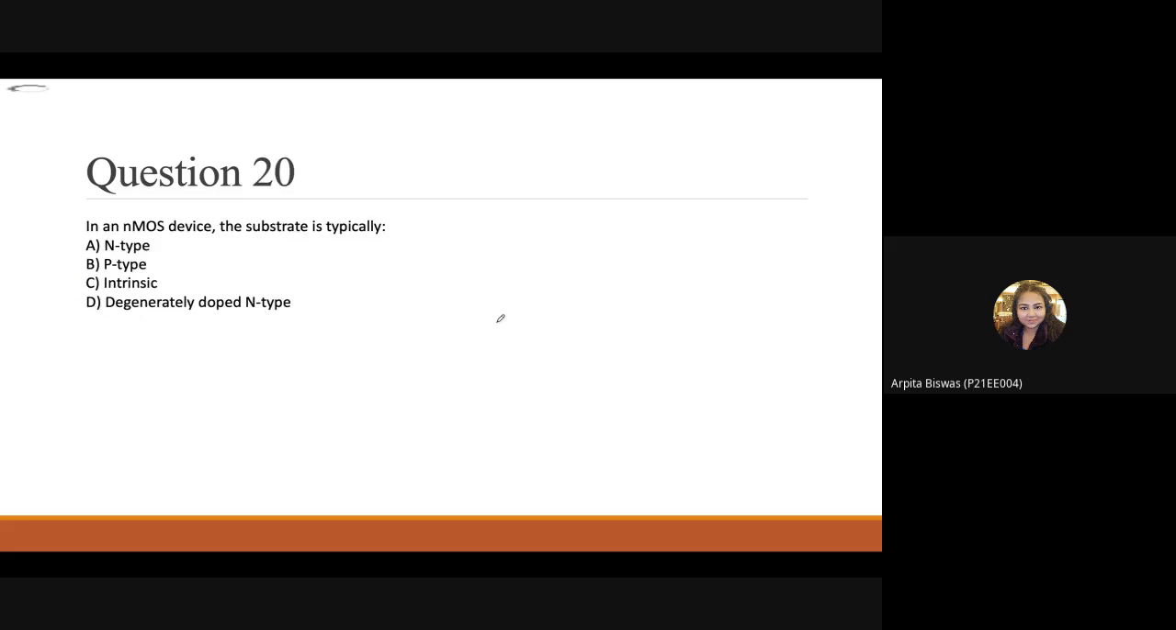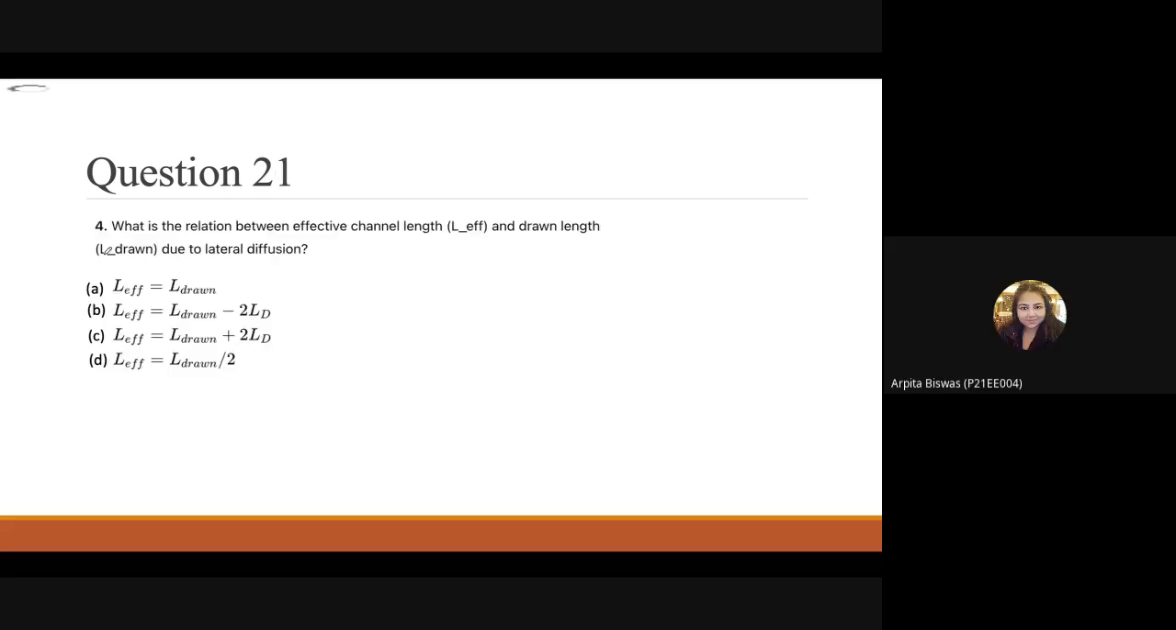In an NMOS device, the substrate is typically N-type, P-type, intrinsic, or degenerately doped N-type. P-type. Yes, it is P-type. Good. Question number 21. What is the relation between the effective channel length and drawn length due to the lateral diffusion? Is it L effective equal to L drawn, or L effective equal to L drawn minus 2LD, or L drawn plus 2LD, or L drawn by 2?